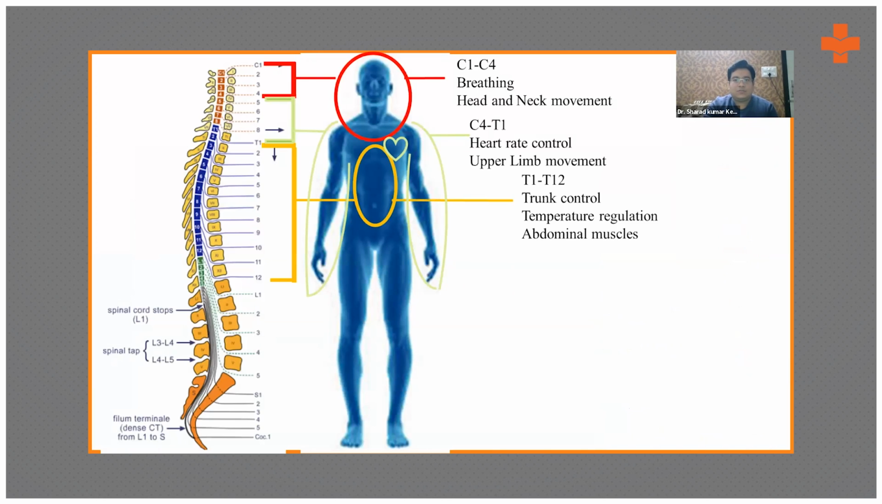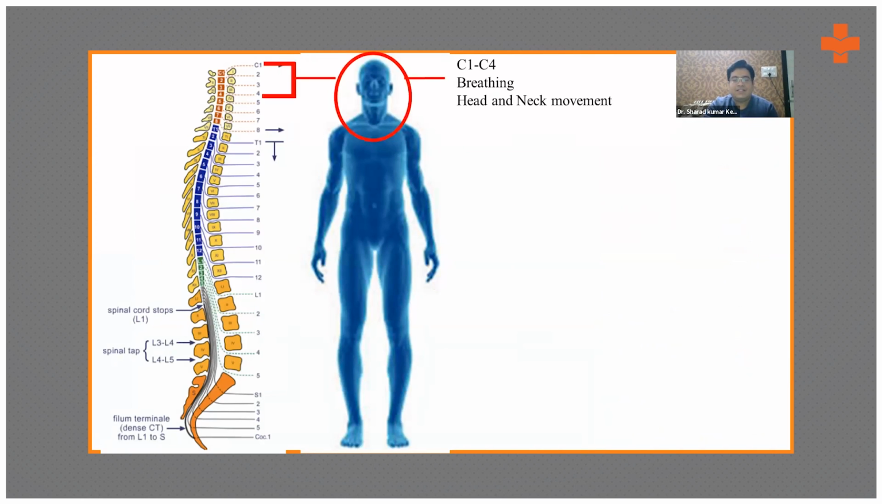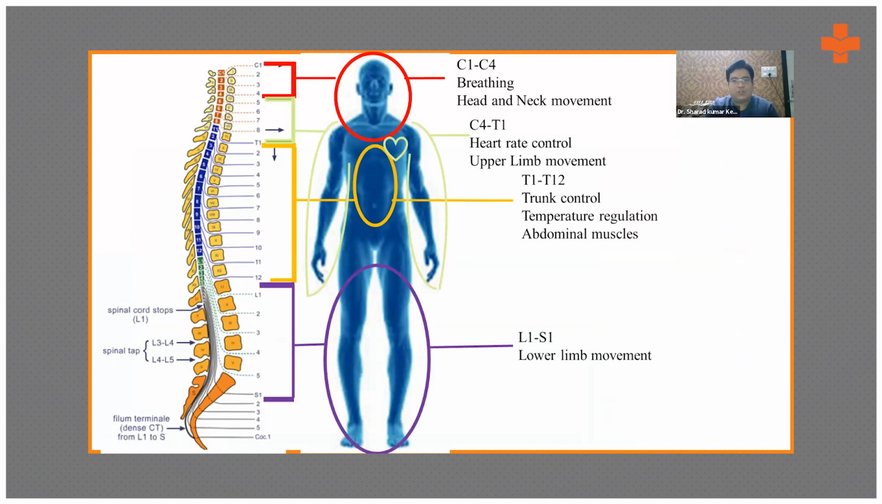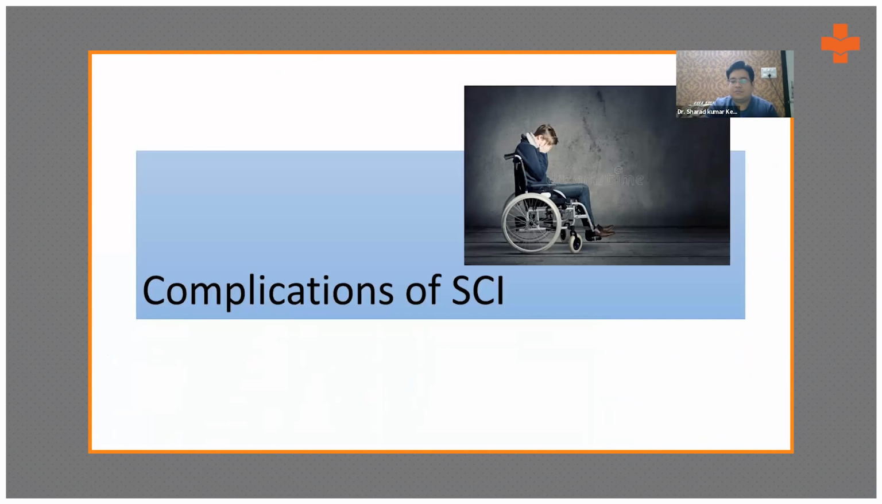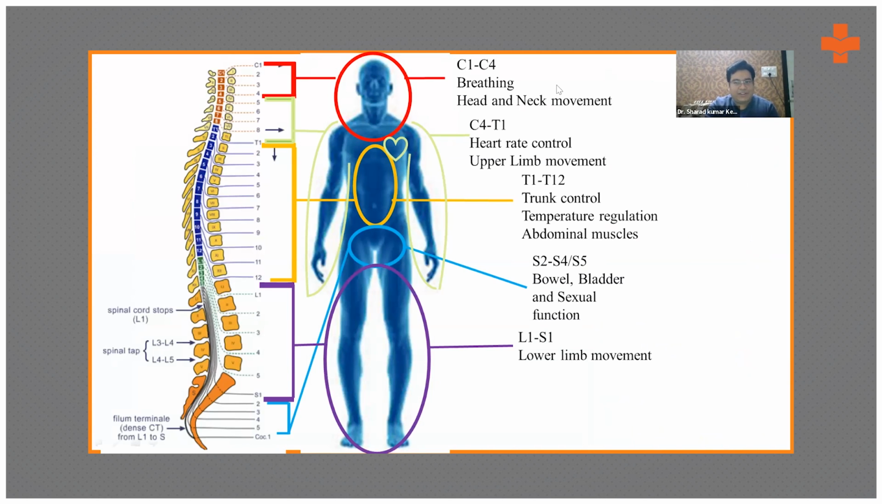So once you see C1 to C4, if the C1 to C4 segments are involved, then the breathing is affected and the head and neck movements are affected. If you see C4 to T1 involvement, there is heart rate control variability and the upper limbs are involved. T1 to T12, the trunk control, temperature regulation, and abdominal muscles are involved. L1 to S1, the lower limbs are usually involved. S2, S4, or S5 level, you have the bladder, bowel, and sexual involvement.